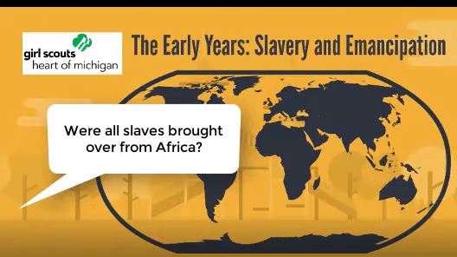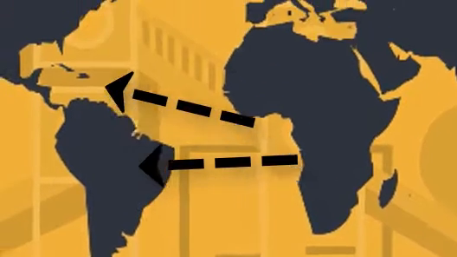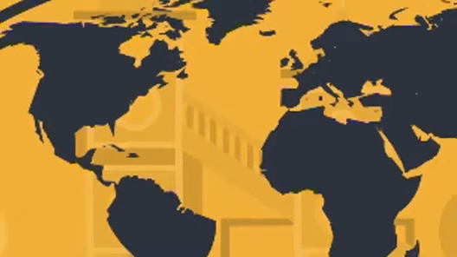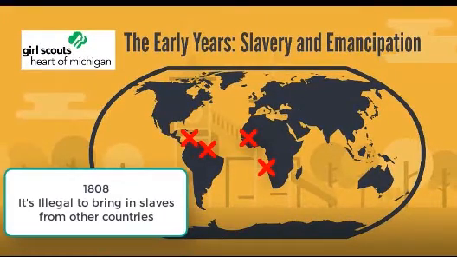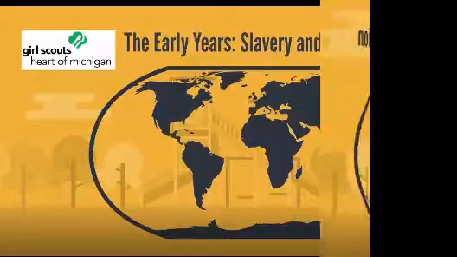Were all slaves brought over from Africa? Between 1502 and 1870, about 12 million Africans were taken from their homeland to be slaves in Europe and the Americas. They were also brought in from South America and the Caribbean. As time passed, more and more slaves were born in America. When the United States became a nation in 1783, the majority of slaves had been born here. In 1808, it became illegal to bring in slaves from other countries. When owners wanted more slaves, they purchased them from other American slave owners.